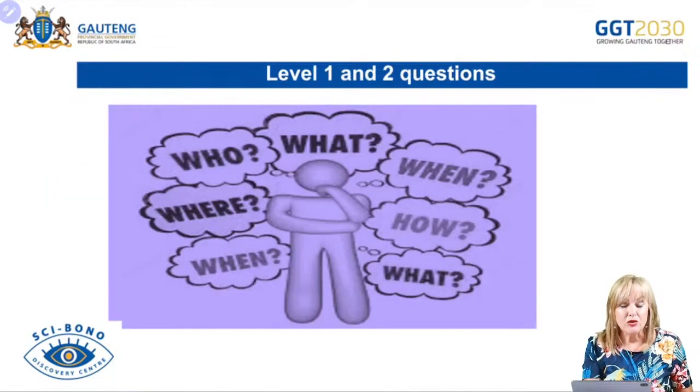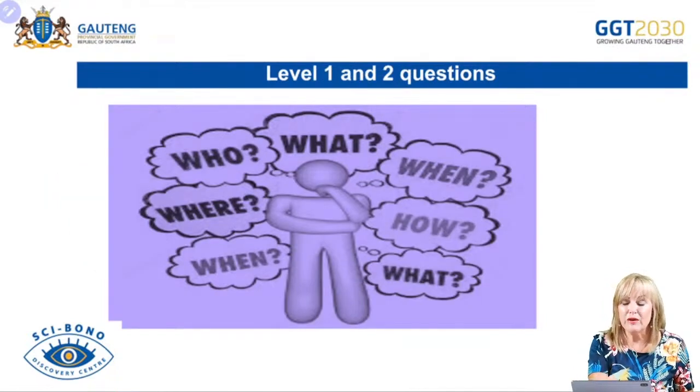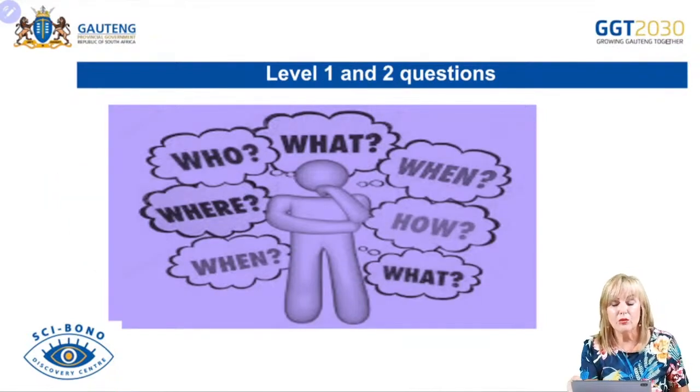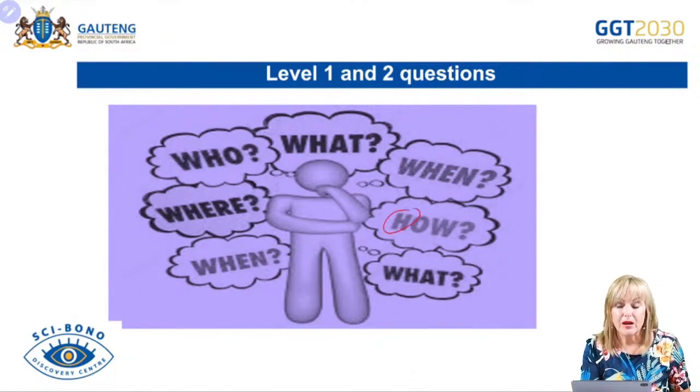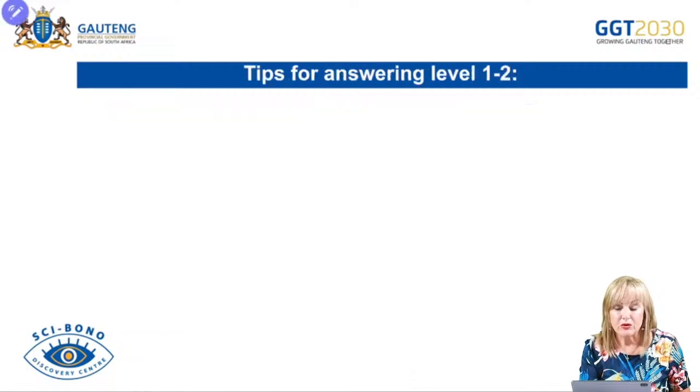Now the level 1 and 2 questions are the easy ones. It's all the W questions: who, what, when, where, and there's a how, and when, and what. So these are our easy questions. Tips for answering level 1 and 2.